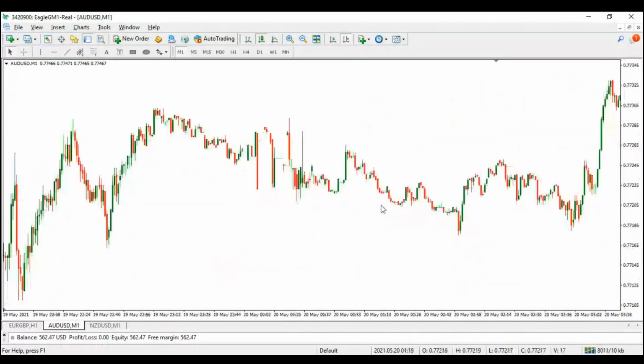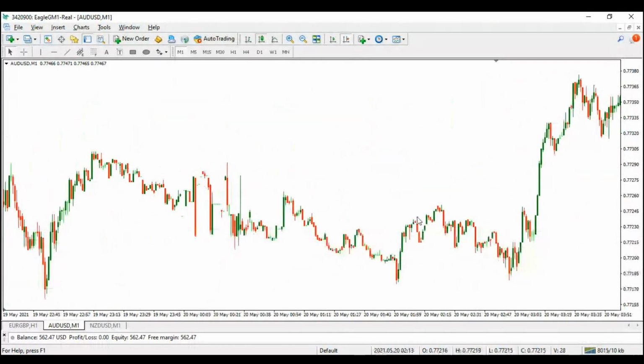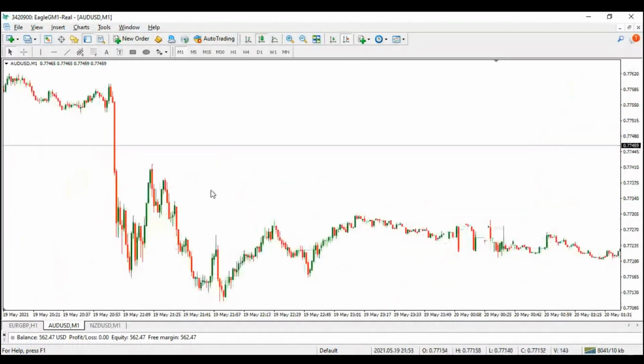Now this is the downtrend right here. This is a high, this is a low. This is a lower high, lower low, lower high, lower low, lower high, lower low. Can you see right there? High, low, lower high, lower low, lower high, lower low, lower high, lower low. That's how it occurs on the charts.